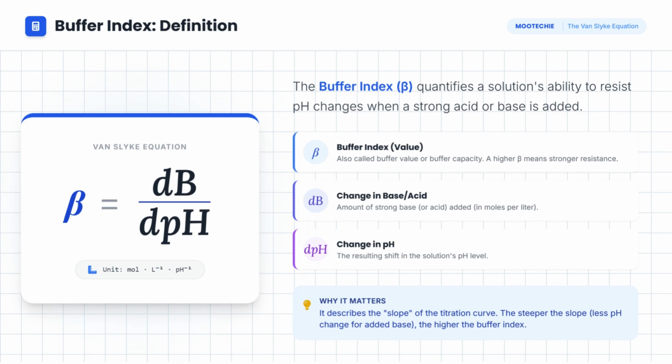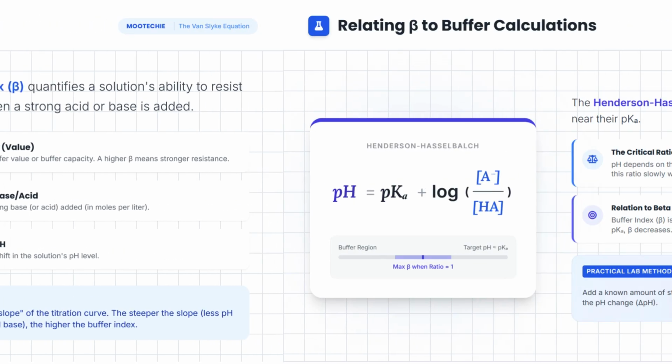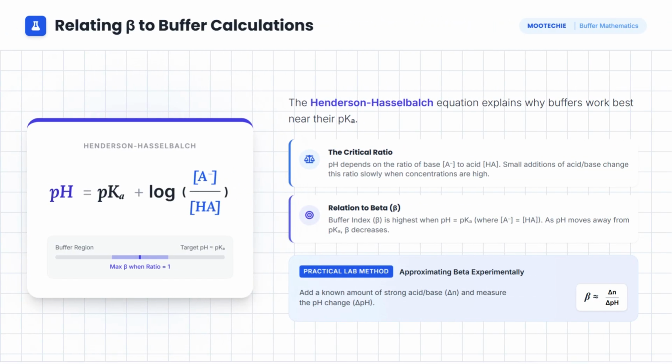Why does this matter? It describes the slope of the titration curve. The steeper the slope, meaning less pH change for a given amount of added base, the higher the buffer index. It's formally expressed by the Van Slyke equation. Beta equals dB divided by dpH. Its unit is moles per liter per pH unit. Now, let's relate beta to buffer calculations.